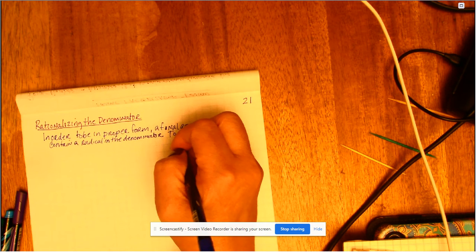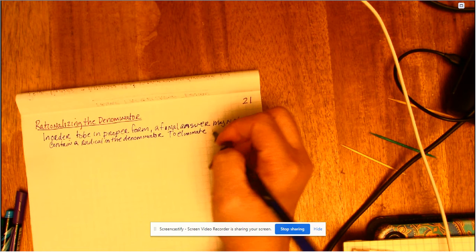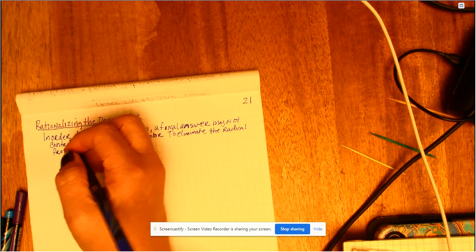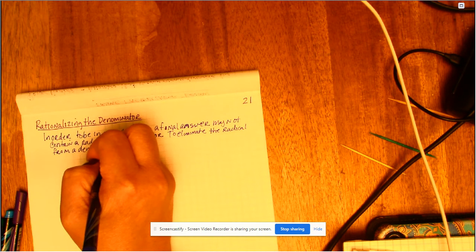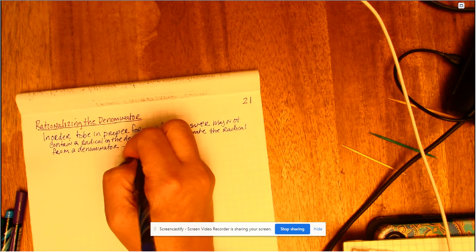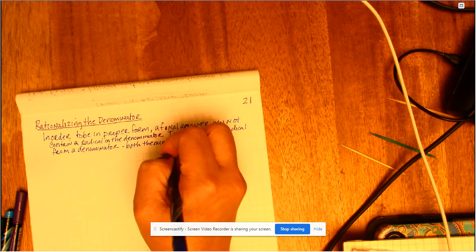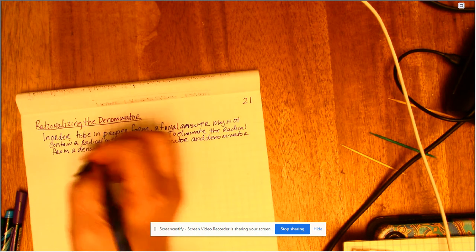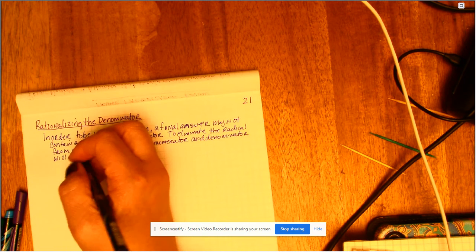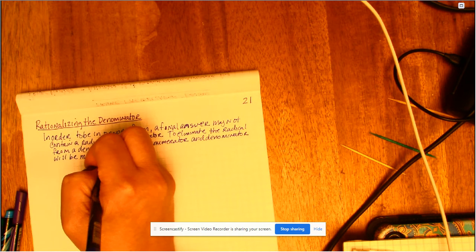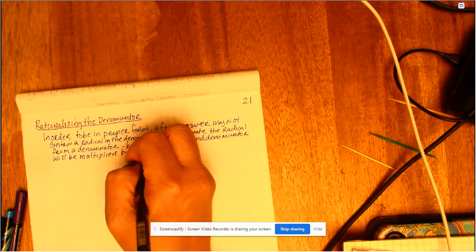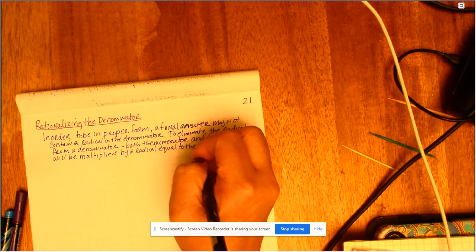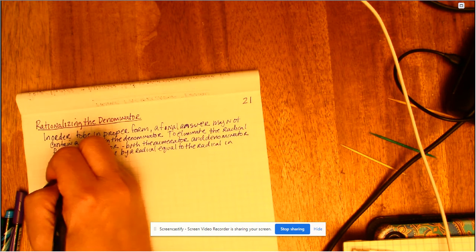So the way we're going to eliminate that, so to eliminate the radical from a denominator, both the numerator and denominator will be multiplied by a radical equal to the radical in the denominator.